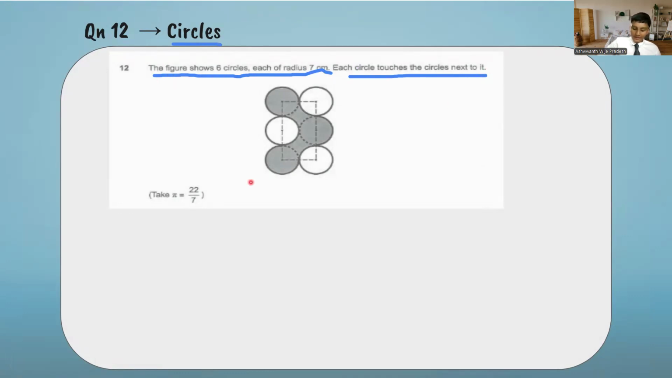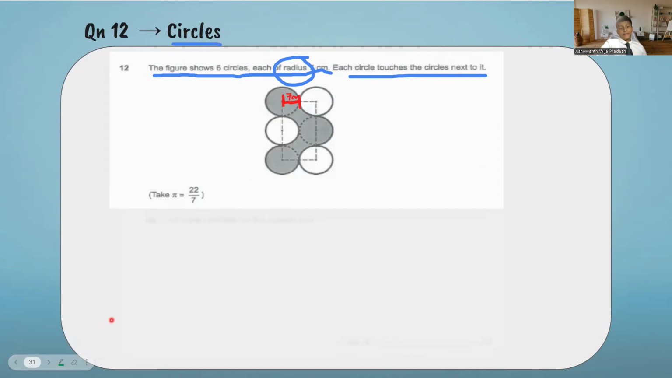So when they say radius 7 cm, what do they mean? They mean that from this point to this point, it's 7 cm. Radius, not diameter.